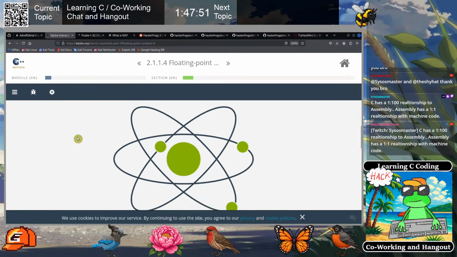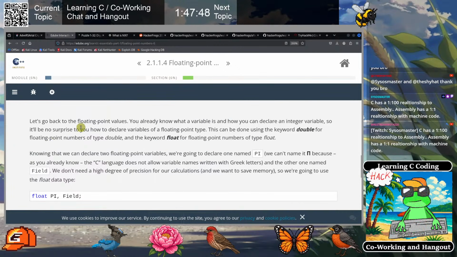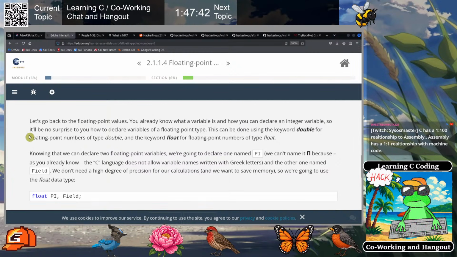Yeah, let's go back to floating point values. I already know what a variable is and how you can declare an integer variable. So it'll be no surprise to you that you can declare variables of the floating point type. This can be done using the keyword double for floating point numbers of the type double and the keyword float for floating point numbers of the type float. So I know for a fact that one of these is more precise than the other. You want to be efficient with your use of memory, so you want to use the one that is appropriate for the job. If you want to be more precise, I think floats are more precise than doubles, but I could be wrong.